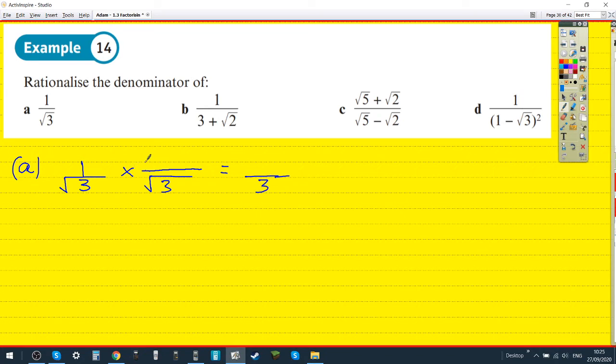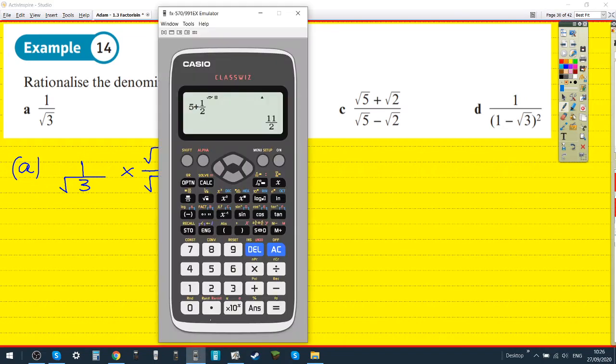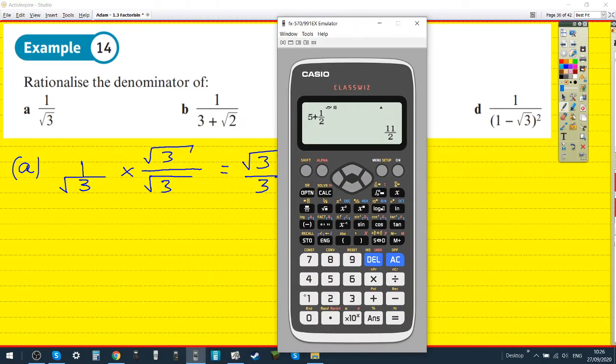We have to multiply the top by something, but we don't want to change the value of it. So multiply by root 3 over root 3. Correct. Very good. It'd be 1 root 3, or root 3 for short. It's like multiplying by 1. Also, furthermore, the calculator automatically rationalizes the denominator for you with 1 over root 3.